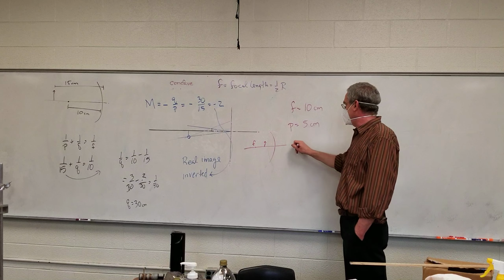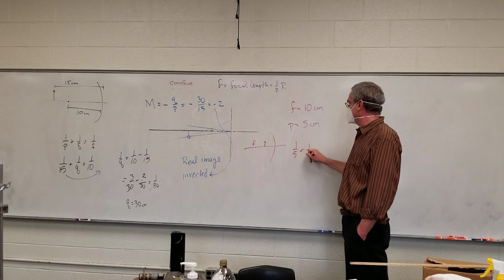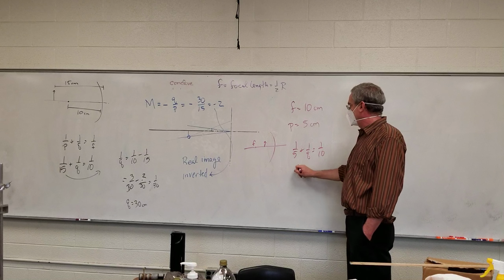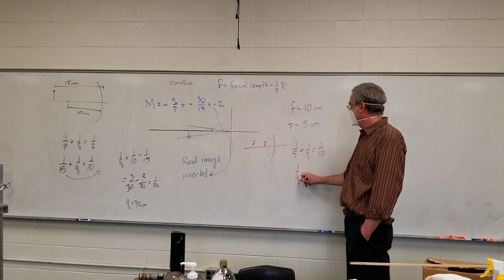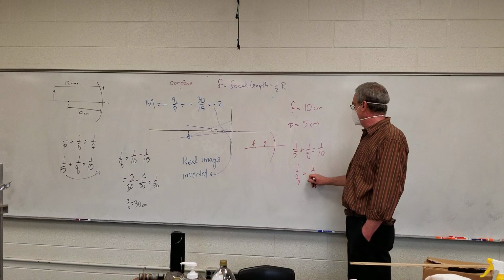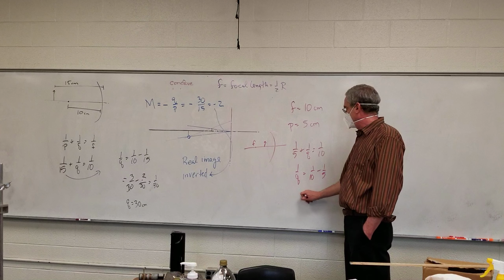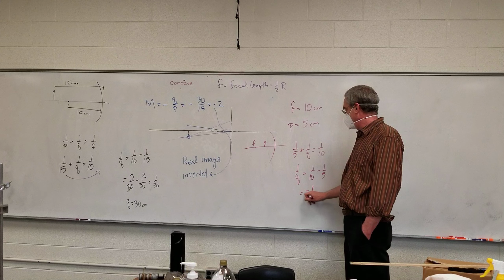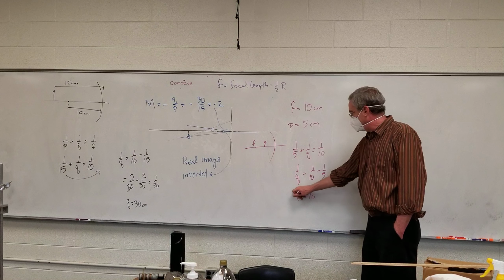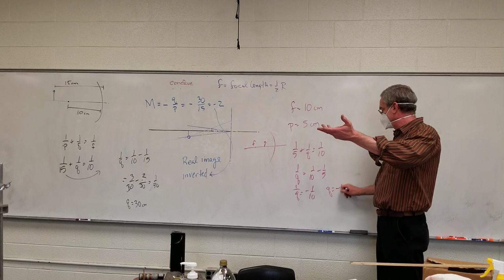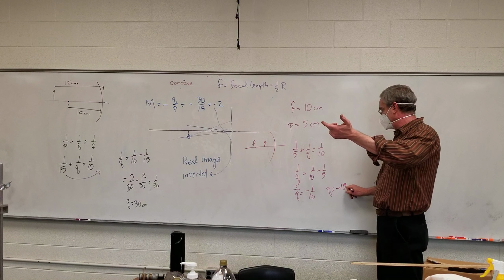Plug it into my formula there, I got 1 over 5 plus 1 over Q is equal to 1 over 10. 1 over Q is equal to 1 over 10 minus 1 over 5, which is negative 1/10. So it's negative, so Q is negative 10 centimeters.